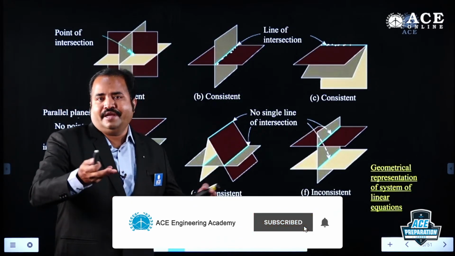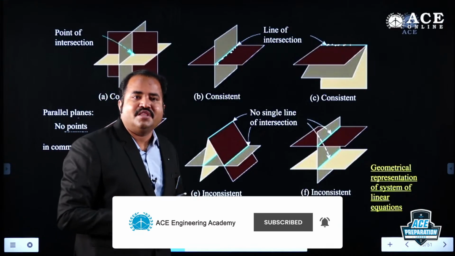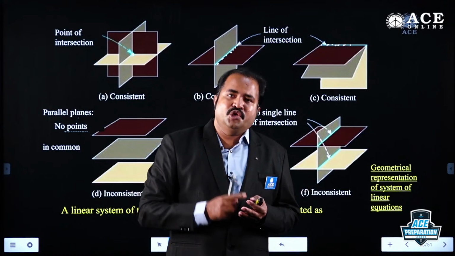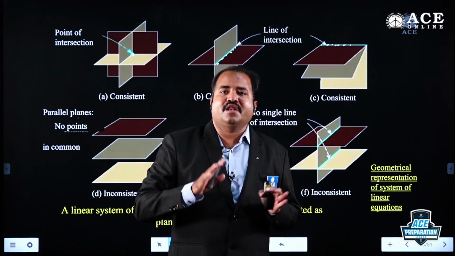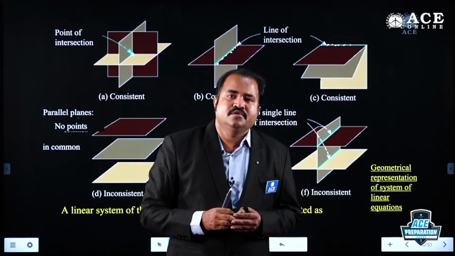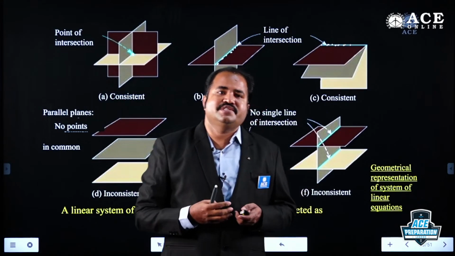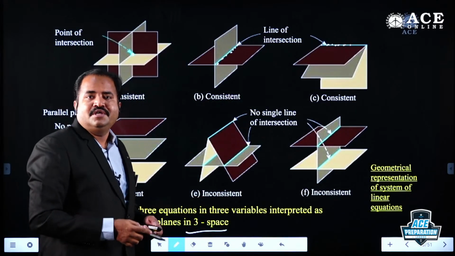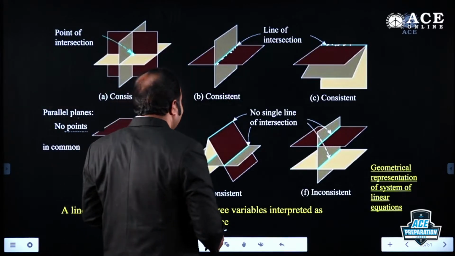So inconsistent. So finally, what is the conclusion? For a given system of linear equations, what are the possibilities? Either a unique solution, or no solution, or infinitely many solutions are the only possibilities. So what are the methods? How do we solve the system of linear equations? This is the geometrical interpretation of a system of linear equations in three dimensions.